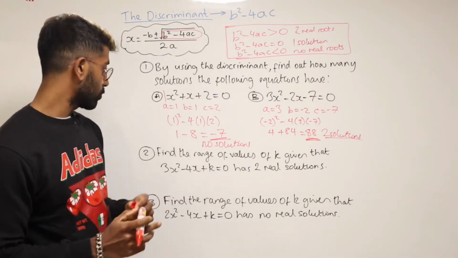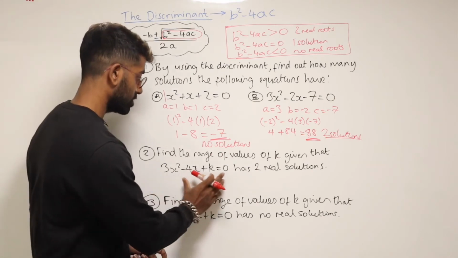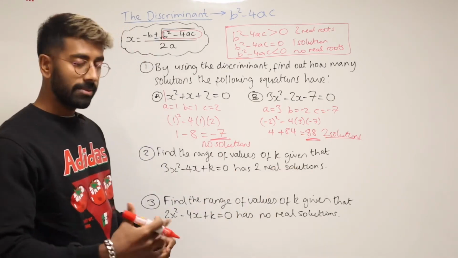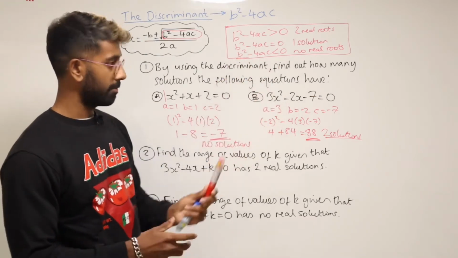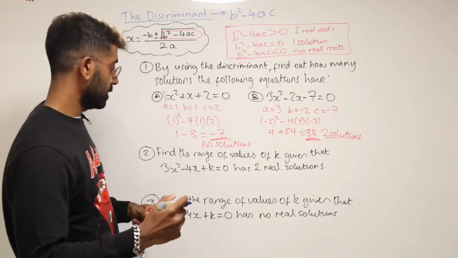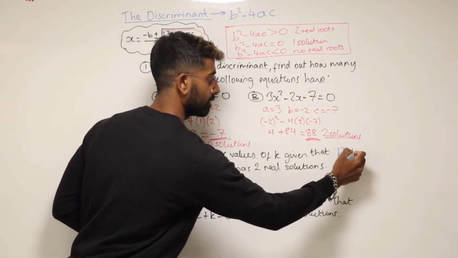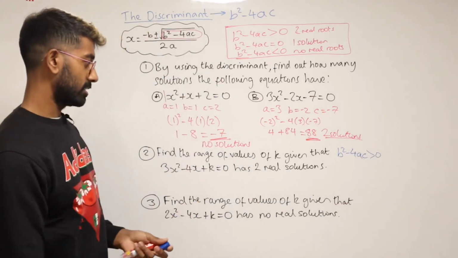Now for the next one, we've got to find the range of values of k, given that this equation here has two real solutions. So when something has two real solutions, what do we know? Well, we know the discriminant must be greater than 0. So what we can start by doing is saying this. We can say b squared minus 4ac must be bigger than 0.